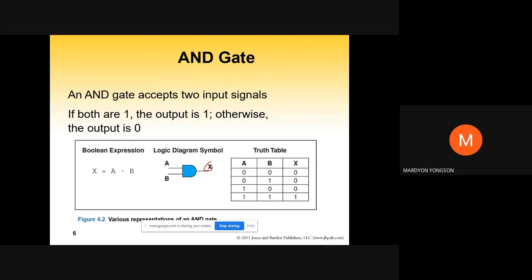ayan, so mapapansin nyo sa truth table, yung sabi, if both are 1, the output is 1. So makikita nyo kapag both input ay 1 for A and B, so A is 1, B is 1, so the answer is 1.